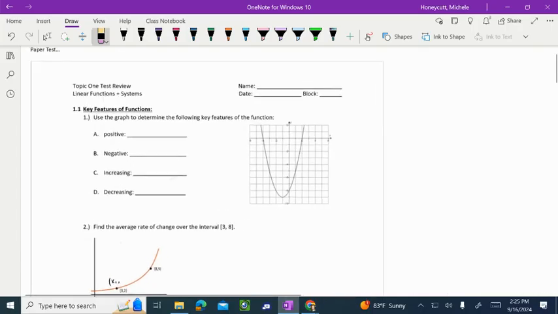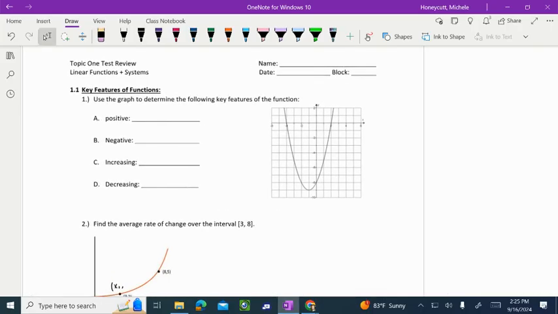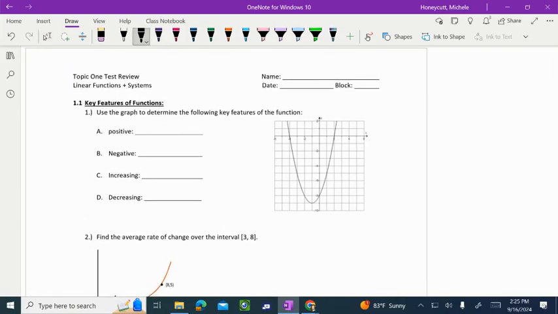So today we're going to be working through the topic 1 test review. You can use this review to help you get ready for the test. So let's do it. Okay, question 1 is asking you about those key features of functions.